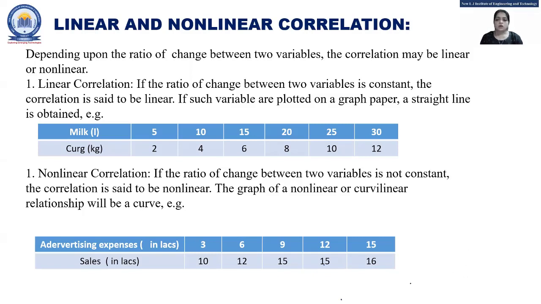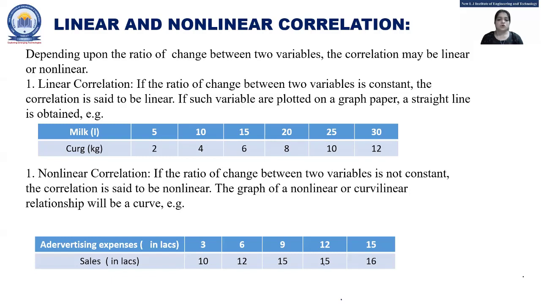So here, the ratio is constant, right? So it is known as a linear correlation. Non-linear correlation: if the ratio of change between two variables is not constant, the correlation is said to be nonlinear. So the graph of a nonlinear or curvilinear relationship will be a curve.